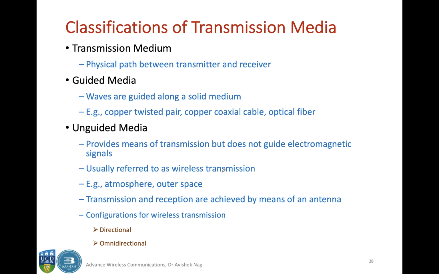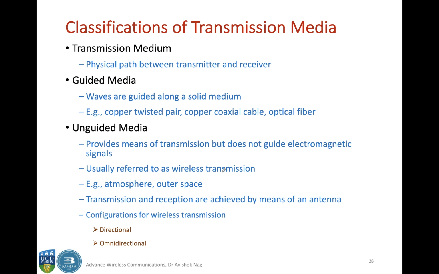So moving on with the transmission fundamentals. Your transmission media can also be classified into different categories. Basically, the transmission media is the physical path between the transmitter and the receiver, and the physical path can be guided as well as unguided. In case of guided, the electromagnetic waves are guided through a solid medium. That medium can be a copper coaxial cable, an optical fiber, a twisted pair copper cable, and so on.